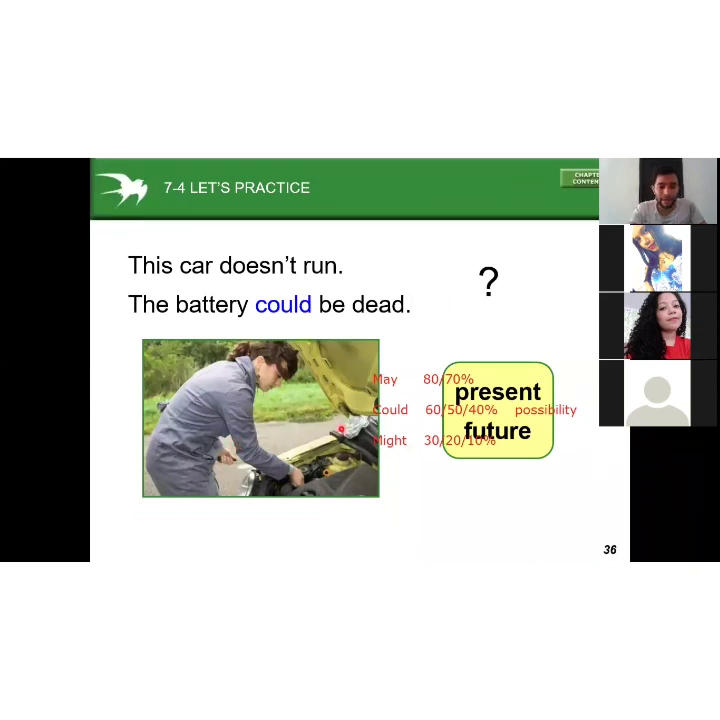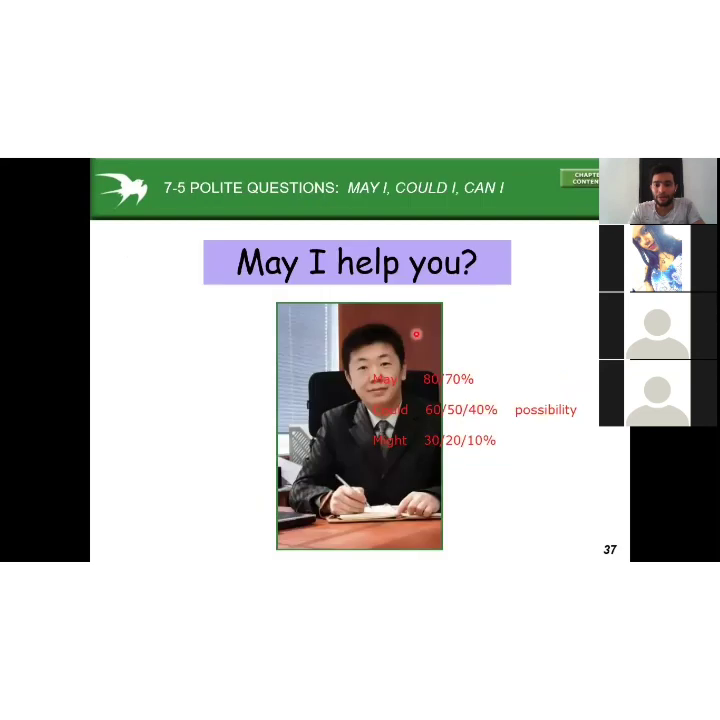Now here, take a look at the woman here. She is fixing the car. Now the car doesn't run. The battery could be dead. Is that present? Present and future, right? So this is very easy to recognize and to see. Now, do you have any questions then? No questions? Okay, great.